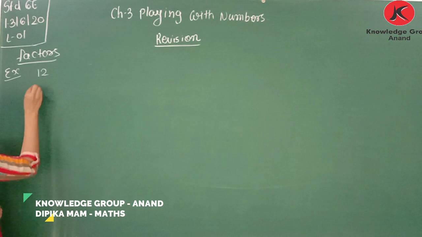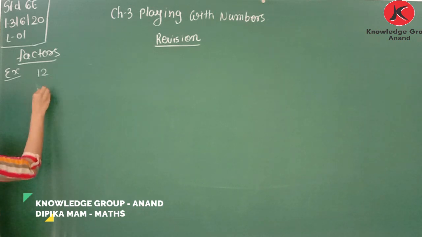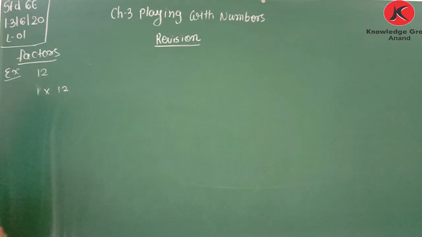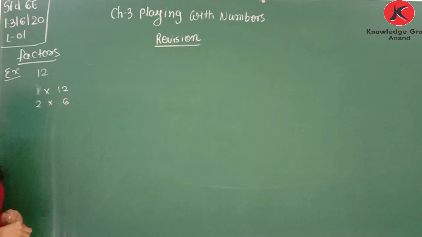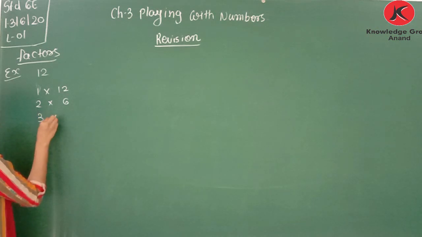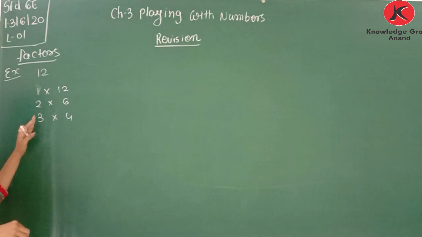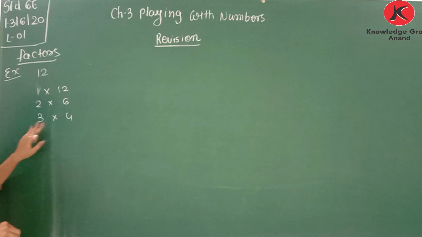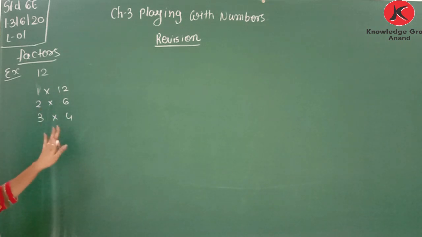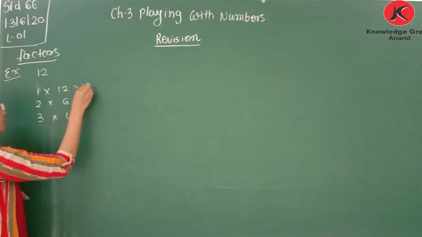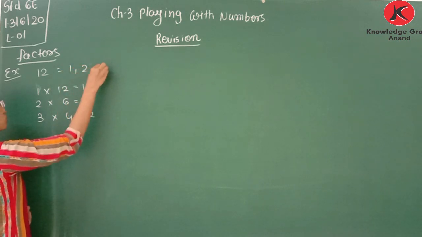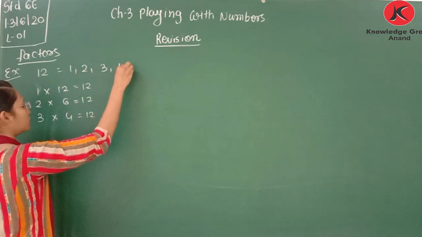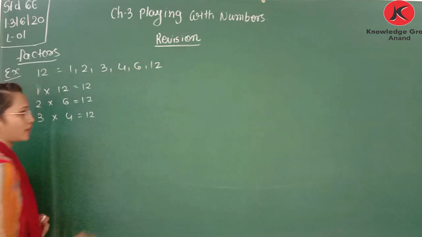So 12. We need to write from 1. 1 12s are 12. It is possible to have 12 in the table of 2. So 2 6s are 12. Now in 3, yes, 3 4s are 12. After 3 you need to check the table of 4, but 4 is already there, which means you need to stop up to this. So what are the factors of 12? 1, 2, 3, 4, 6 and 12.